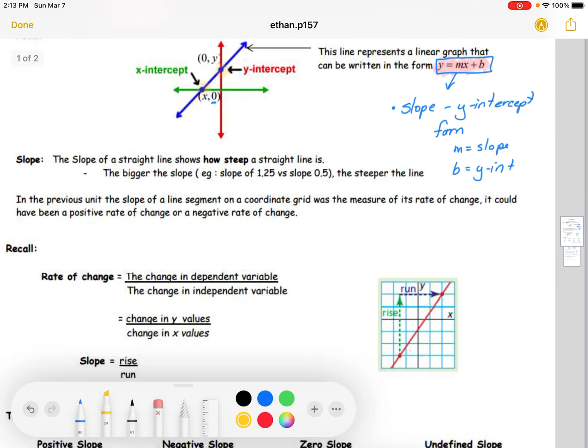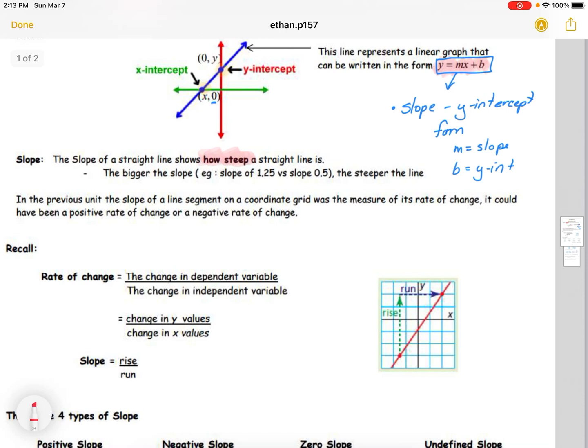So a slope is how steep a straight line is. The bigger the slope, so 1.25 versus 0.5, the steeper the line, the closer it is getting to being vertical. And that's just the numerical value, because you can have a positive and a negative slope. So we're just looking at the number part, not the positive or negative sign.